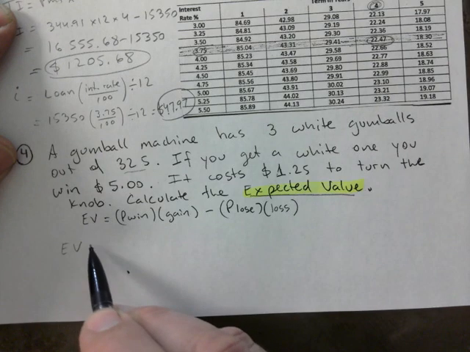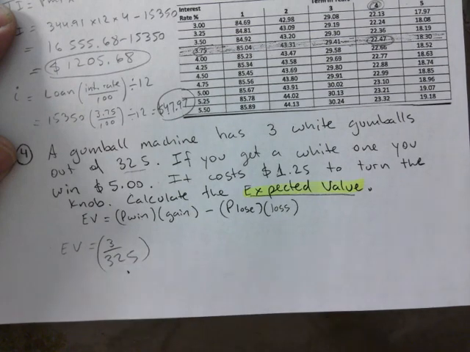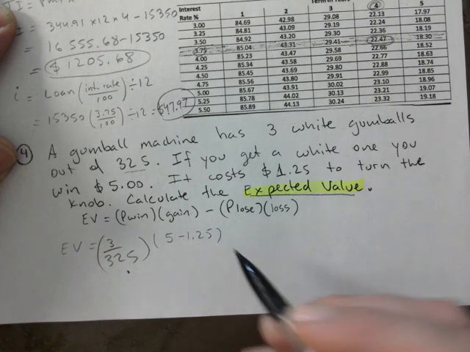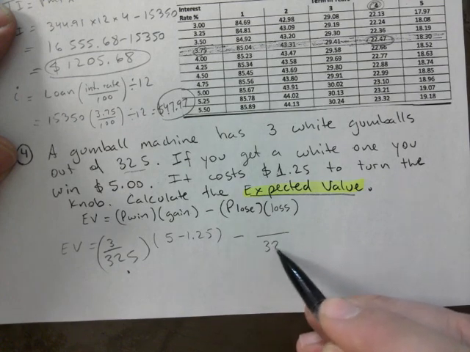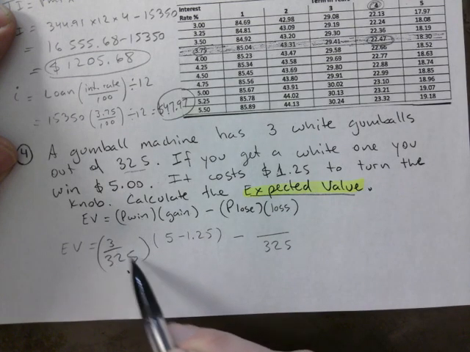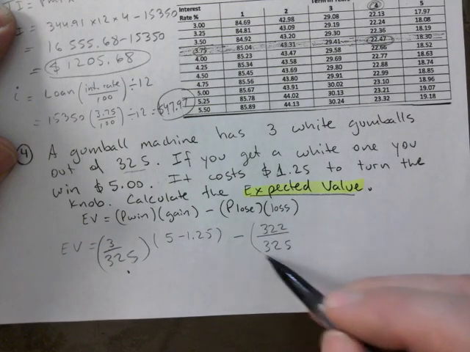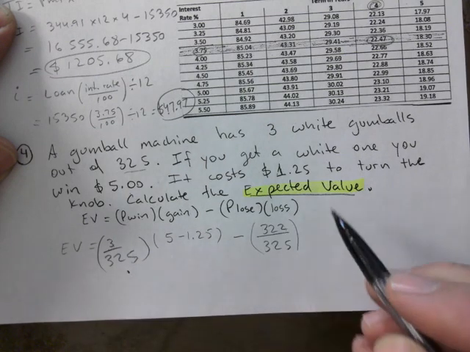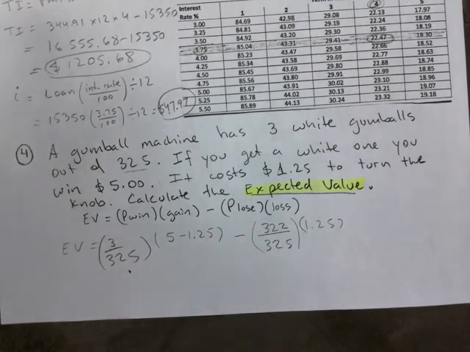So expected value, the probability of winning is 3 out of 325. And you would be winning $5, but you paid $1.25 to play. Minus, what's the probability that you lose? Take the 3 away from 325. So there's 322 chances of losing. This adds up to 325. And then you just go times $1.25. That's how much you would lose if you didn't win. Then clean it up.